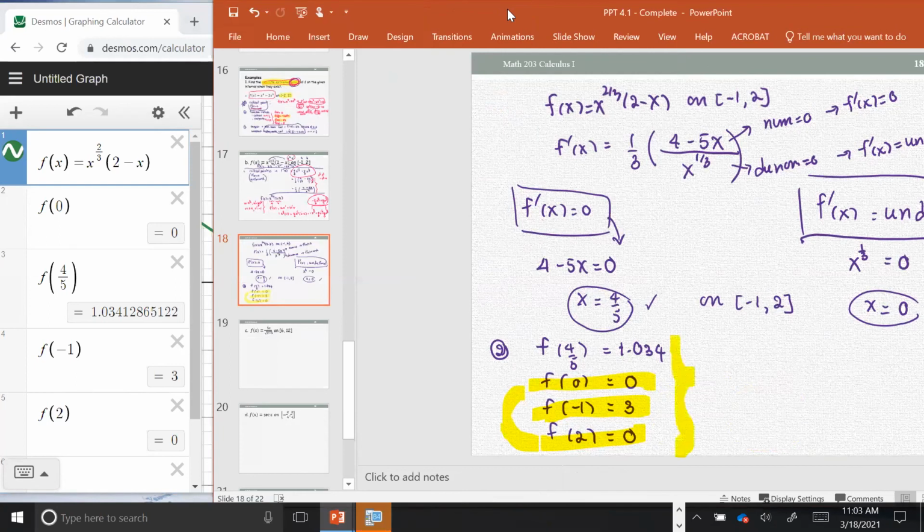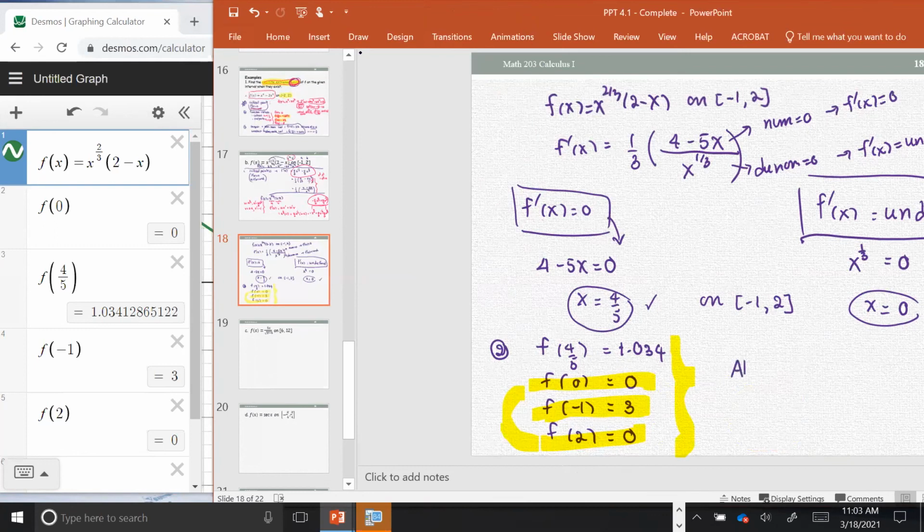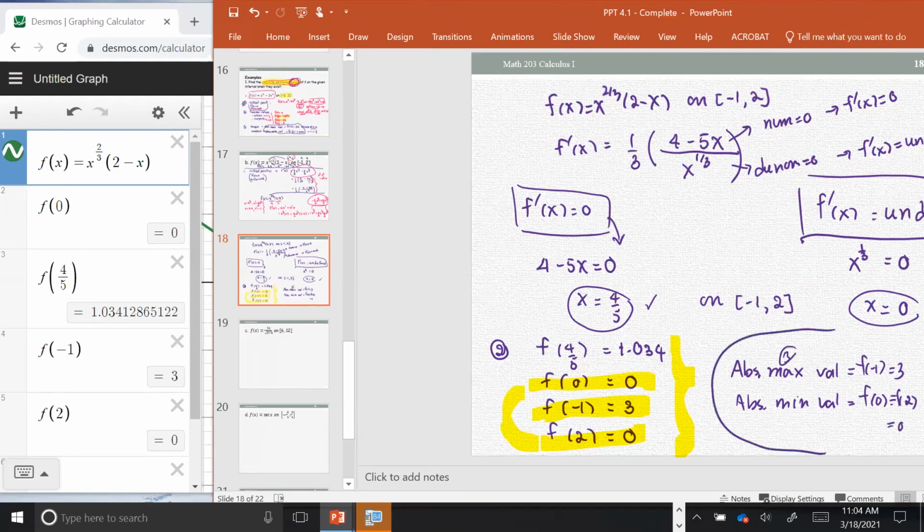So from this, we can summarize that the absolute maximum value equals f at -1, which is 3. And the absolute minimum value, the function value at 0 and also at 2, equals 0. So this is step 3, and this is the end of the problem.